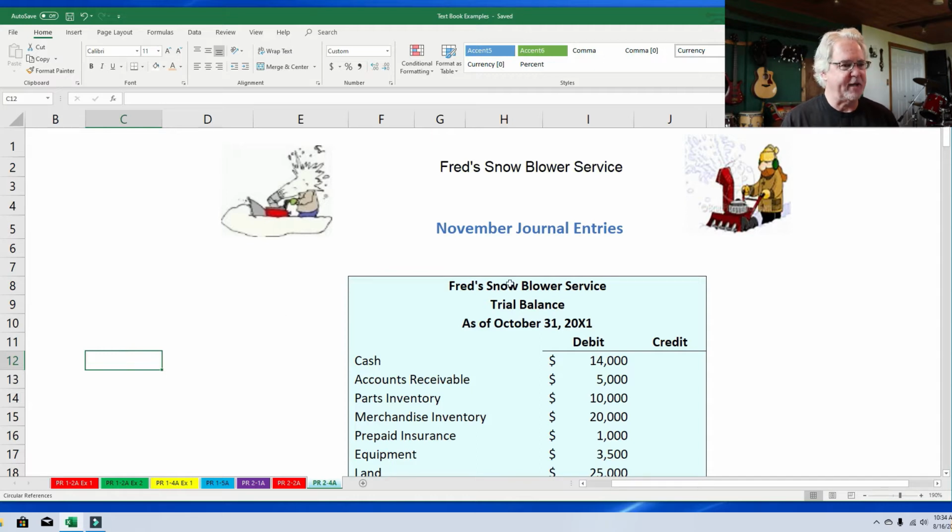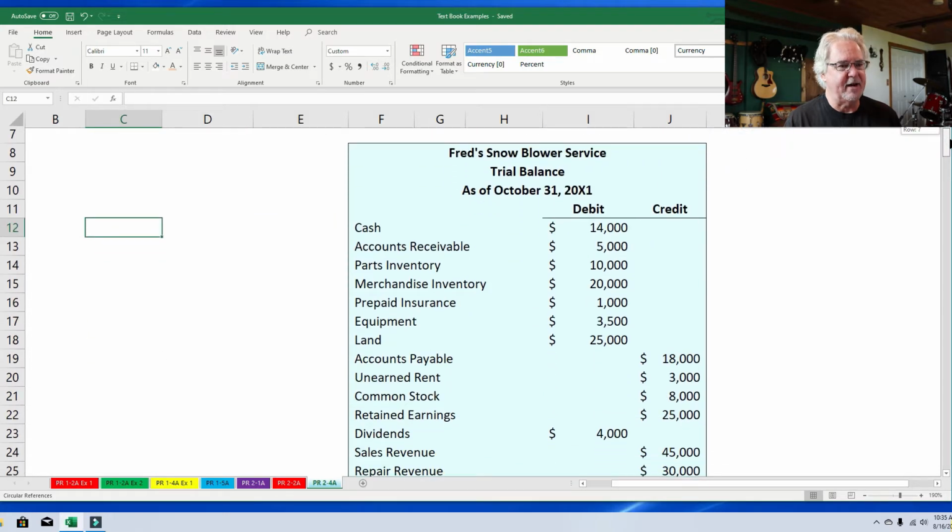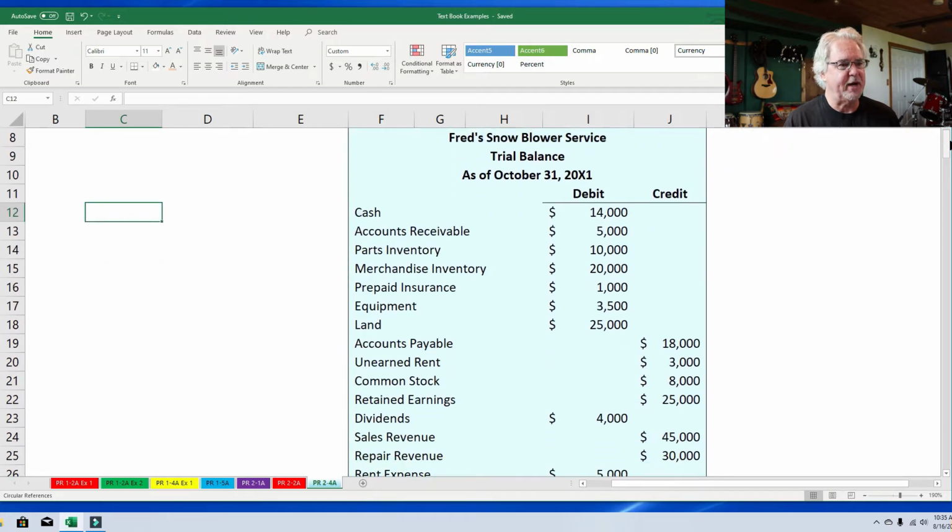In fact, what we have here is Fred's snowblower service trial balance for the end of October 2001. And Fred is doing well. He's got lots of cash. He's got people that owe him money. He's got a lot of inventory, equipment. He also has some land. And in addition, he owes some people money and has some common stock, and retained earnings is looking well.